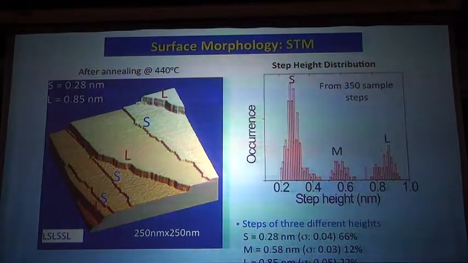Of course, we study along the 5-fold direction. Fortunately, the sample shows very wide regions of terraces, and there are two terrace heights, S and L, because this is also one of the characteristics of a quasicrystal. For a crystal, all the terrace steps must be equidistant, but for the quasicrystal they are different. I'd like to draw your attention to the difference: S is 0.28 nanometer, and the large one, L, is 0.85 nanometer. And we will see how this comes about. But anyway, we saw the structure.